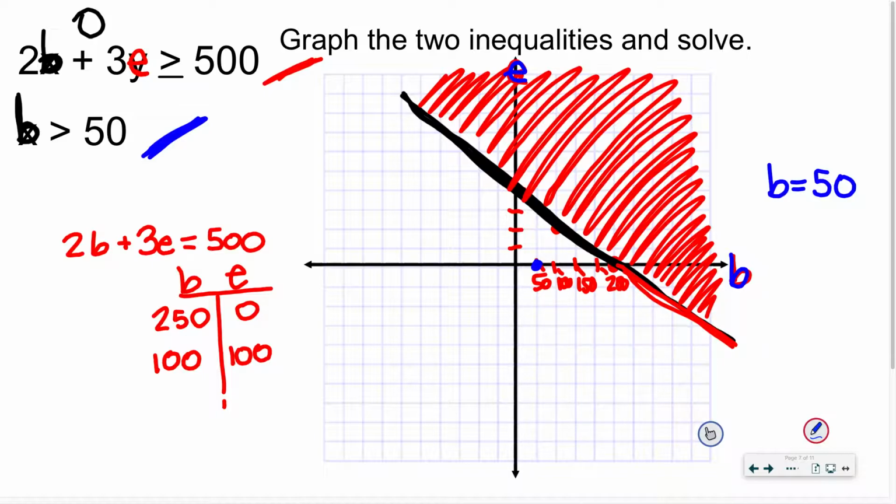That's one. Can you give me another coordinate where B equals 50? Any other coordinate on the graph where B is 50? This coordinate here is 50, 0. That's right there, that blue coordinate. Can you give me another coordinate where B is 50?